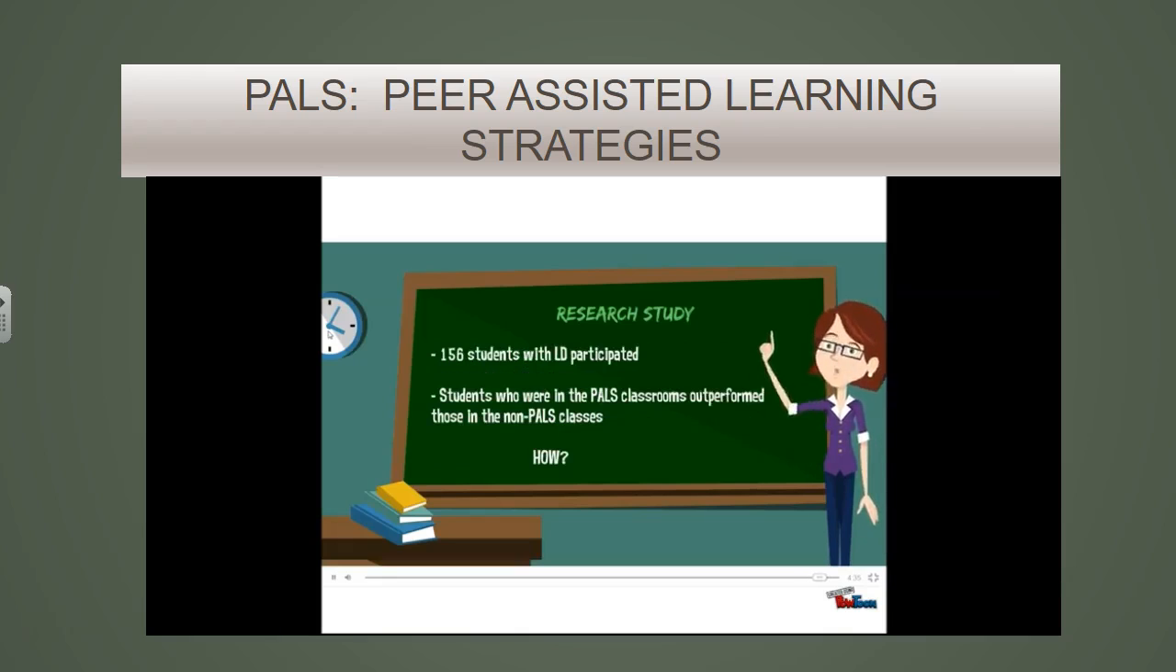By examining 156 children identified with LD in the study, they concluded that these students within the PALS reading program outperformed the no-PALS classes. How might you ask?